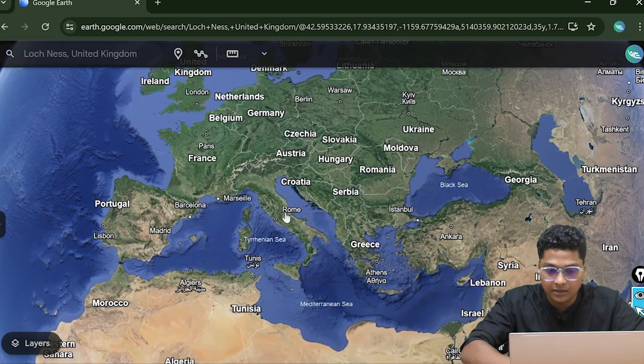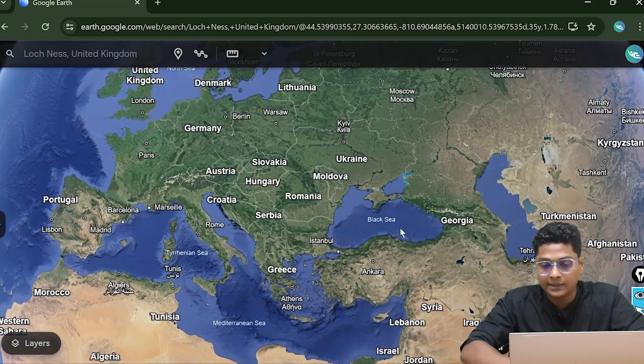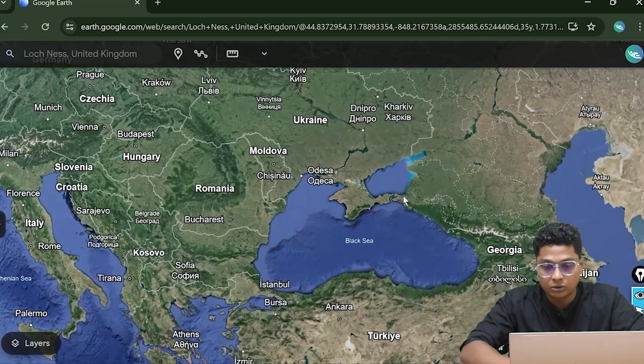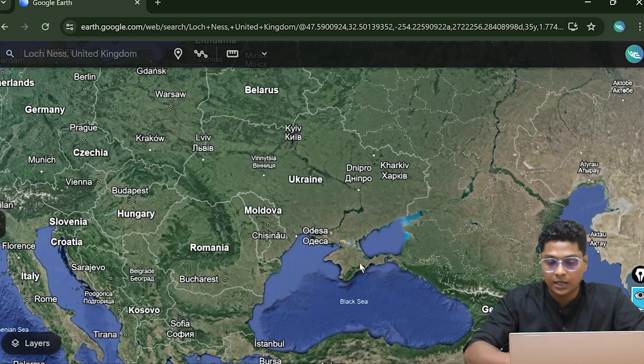Coming towards this region, which nation is this? Rome is the capital. This nation is Italy, the Italian Peninsula. Similarly, this extended landmass here is the Balkan Peninsula, right? Similarly, come to this Black Sea region, right? So this is Ukraine here, and here we know that this is Russia, and this Crimean Peninsula was annexed illegally by Russia, and this region is called the Crimean Peninsula.